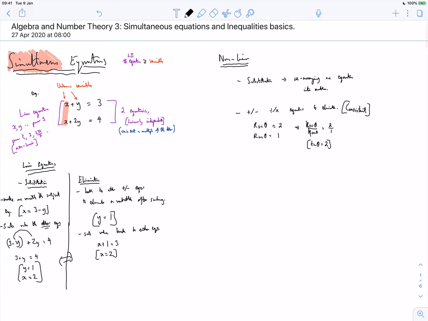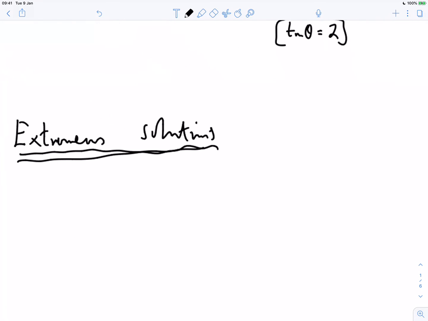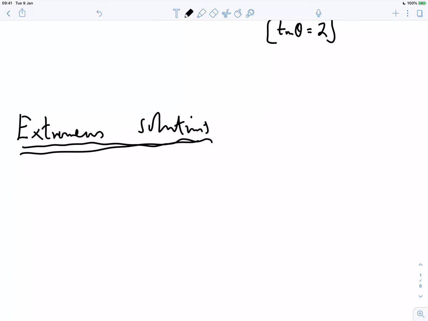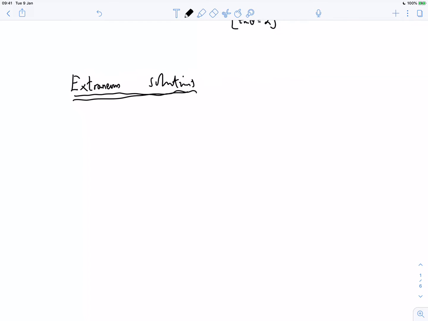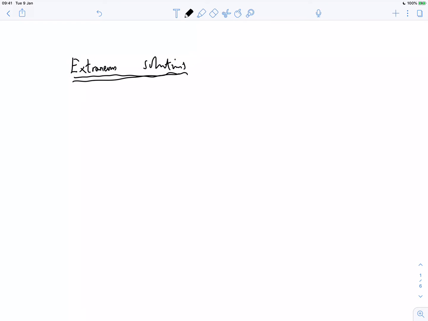The other thing I wanted to talk about when it comes to simultaneous equations is something called extraneous solutions. Okay, and I've talked about this before, but extraneous. Let's spell that clearly. Extraneous solutions. What do they mean? Essentially, they are when the solution found isn't valid to the original problem.